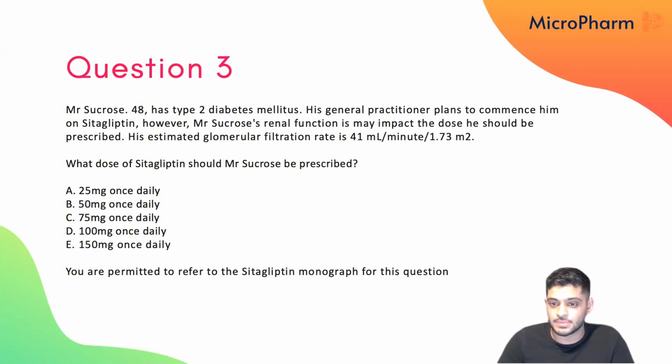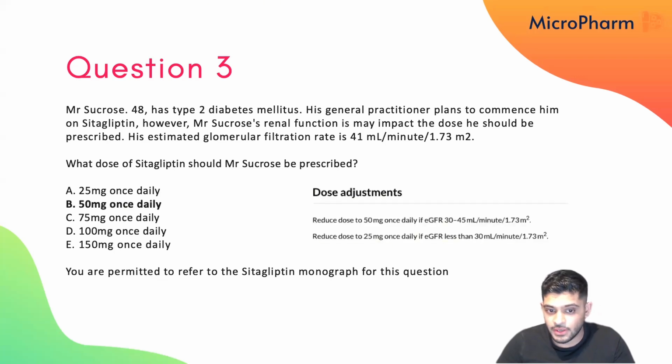eGFR is 41 milliliters per minute. What should the dose be? Okay, I'm going to share the answers. The large majority of you got this right. It was 50 milligrams once daily.